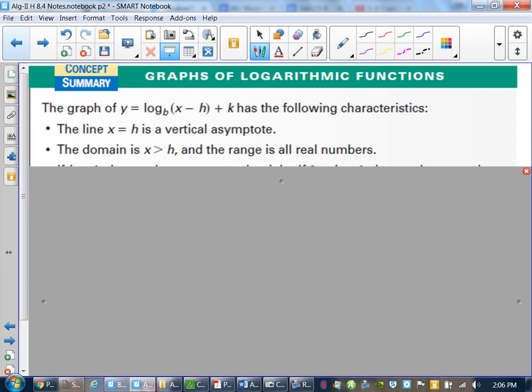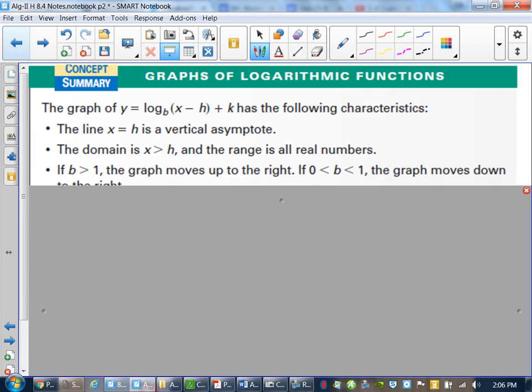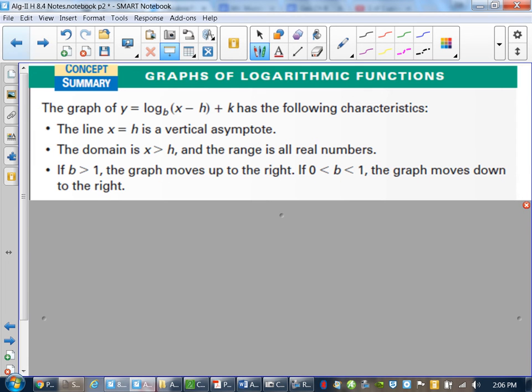Range. Your range is always all real on these. Because it's just a vertical asymptote, you're domain restricted, but you're not range restricted. And then there are 2 ways that these look. The graphs for logarithms are always moving to the right. It's either moving up and right if b is greater than 1, or down and right if b is less than 1.